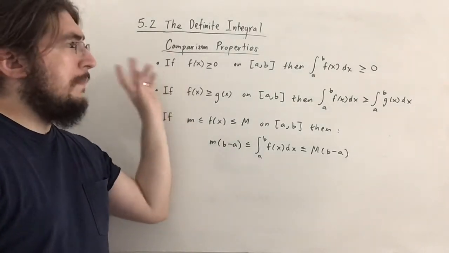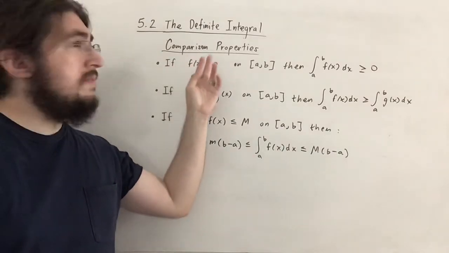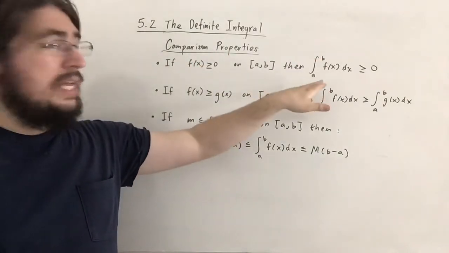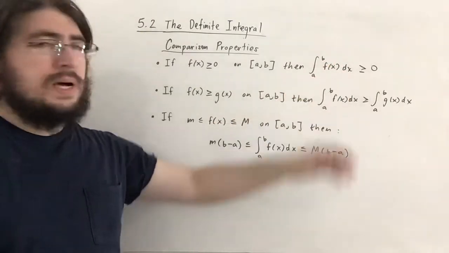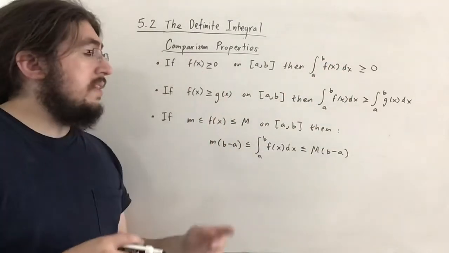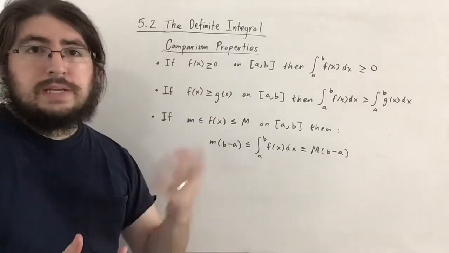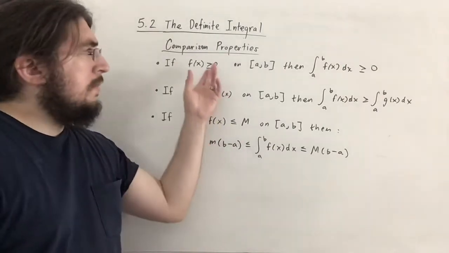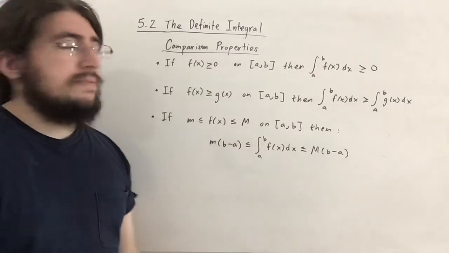The first one basically says that if f of x is positive on the interval a to b, then the integral from a to b of f of x dx is positive. That just means that the function is above the x-axis, positive values, then the area is positive. So that makes sense. And similarly, if it was negative, then it would be negative.